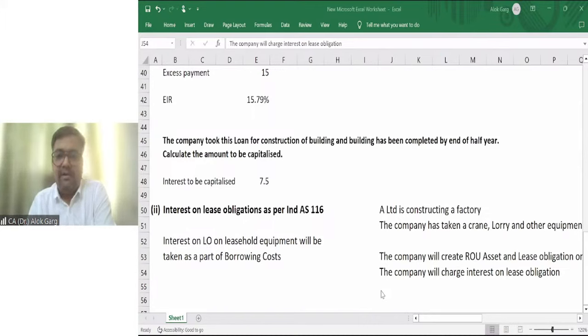Right, Suprasad? Aditya is asking whether the interest obligation is to be capitalized one time or as it is paid. Interest obligation has to be capitalized on an accrual basis.